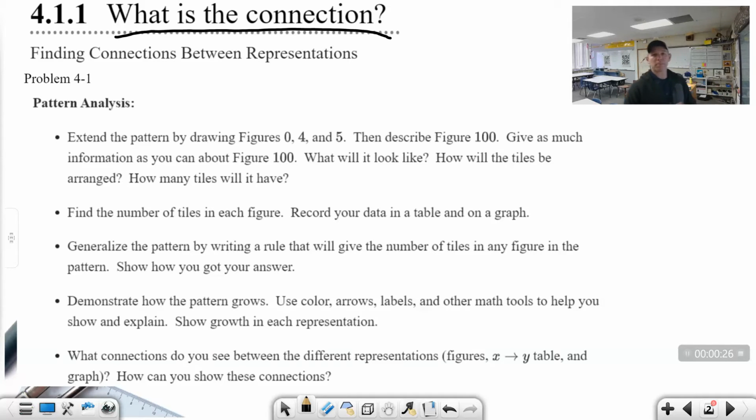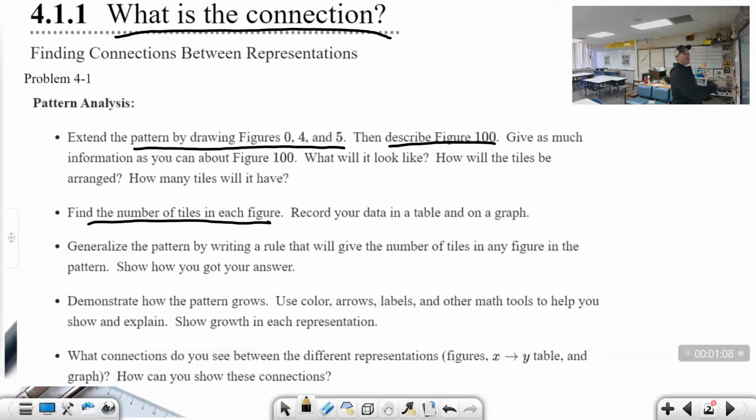So when you open up your CPM ebook, lesson 4.1.1, you're going to notice that you have 5 tile patterns. You just need to choose one. Choose one to focus on at home, okay? And here's what you're going to do. You'll see these directions in your notebook. You need to extend the pattern by drawing figures 0, 4, and 5. Okay, and we'll talk about how to do that. We're also going to lead up to what does the 100th figure look like. Give as much information as you can.